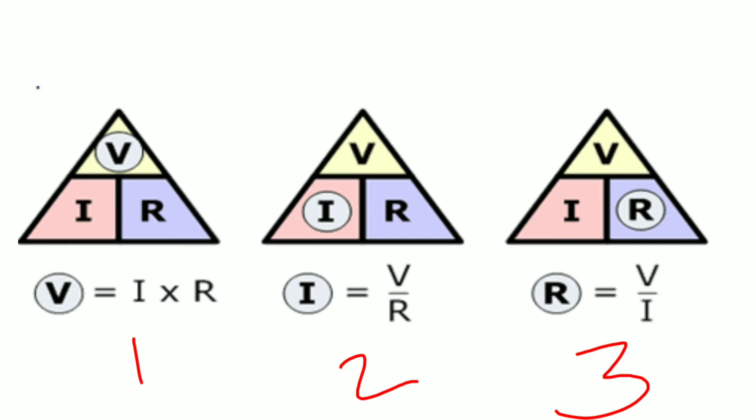V at the upper side, I is the left side, R is the right side. So I is equal to V upon R. Now in the third diagram, R is equal to V upon I. R is resistance, V is the uppermost side and I is the left side. So it is very easy. R is equal to V upon I. Always remember, V is always at the top, I left side, R right side.